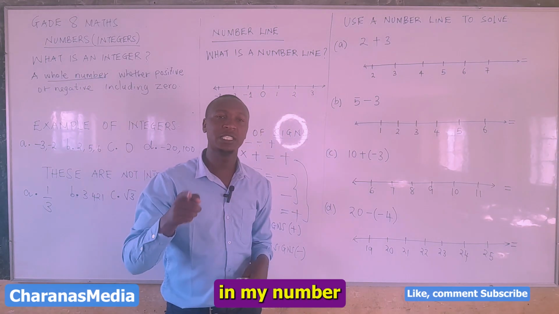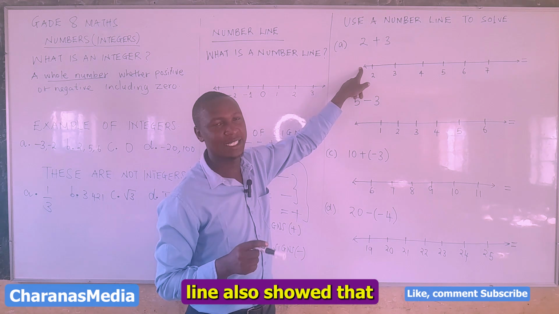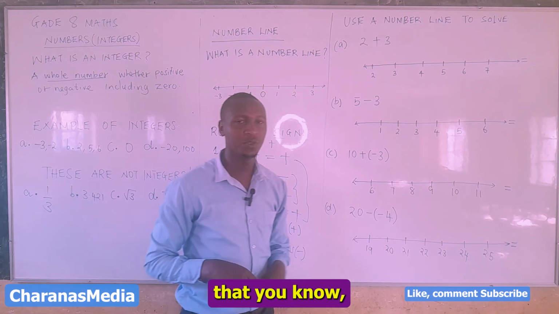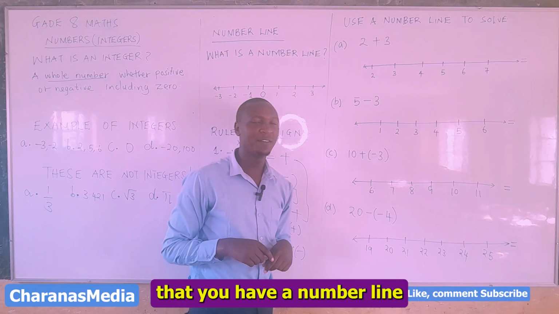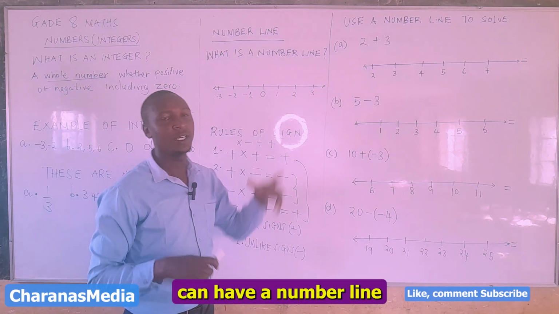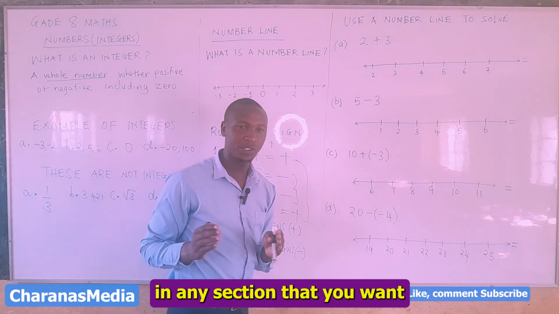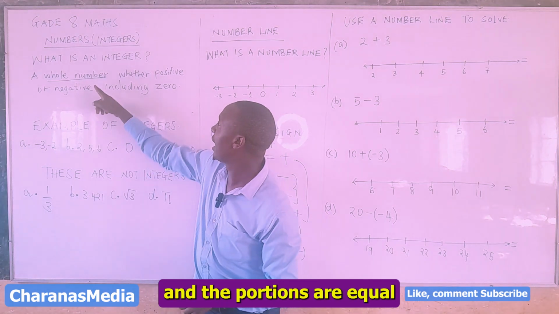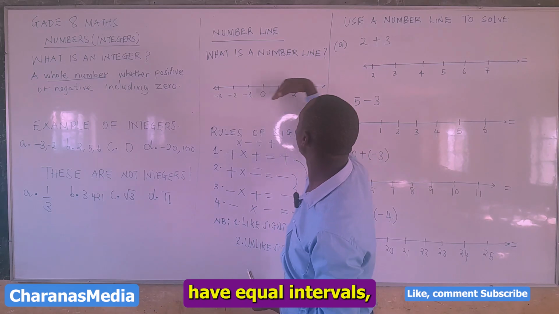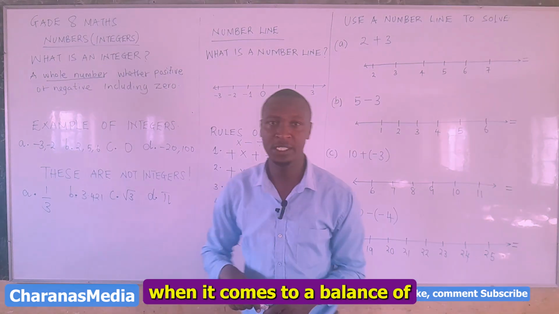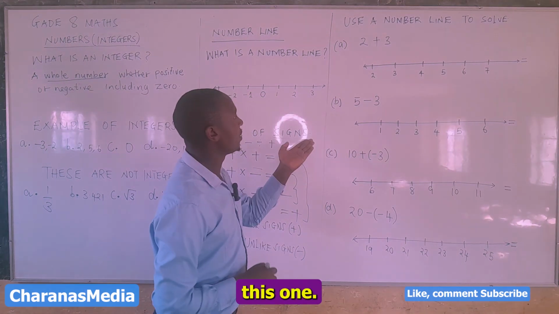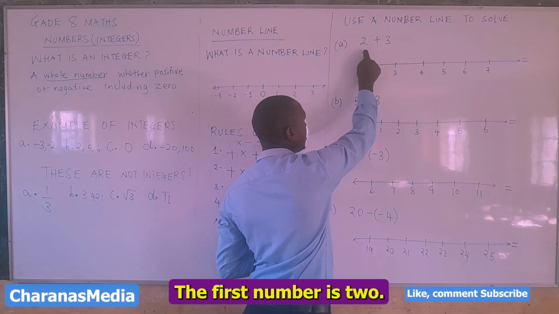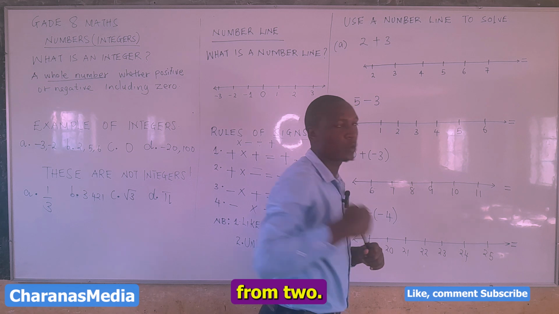And you notice that in my number line, I also showed that it can continue to the left and it can continue to the right. So it's important that you know that it's not a must that you have a number line that shows from 0. You can have a number line in any section that you want, as long as it is consistent and the portions are equal, or the portions have equal intervals. That is very important when it comes to a number line. So this one, the way to do it, we're going to look at the first number. The first number is 2, so I'm going to begin from 2.